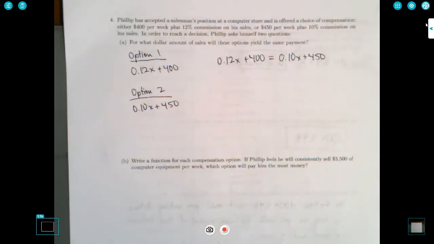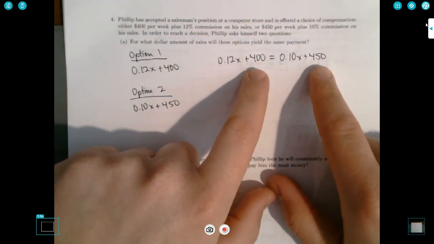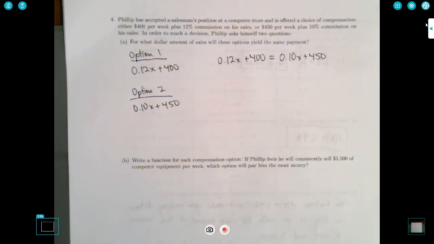Okay, so the idea is that you want to get all of your x's together on the same side of the equal sign, and then you want to get all of your non-x's together on the other side of the equal sign. Now, it doesn't matter if you start by moving the x's around or the non-x's, and it doesn't matter which side of the equal sign you decide to get stuff on. Whatever you do, it's up to you, as long as you end up with your x's on one side and your numbers on the other.